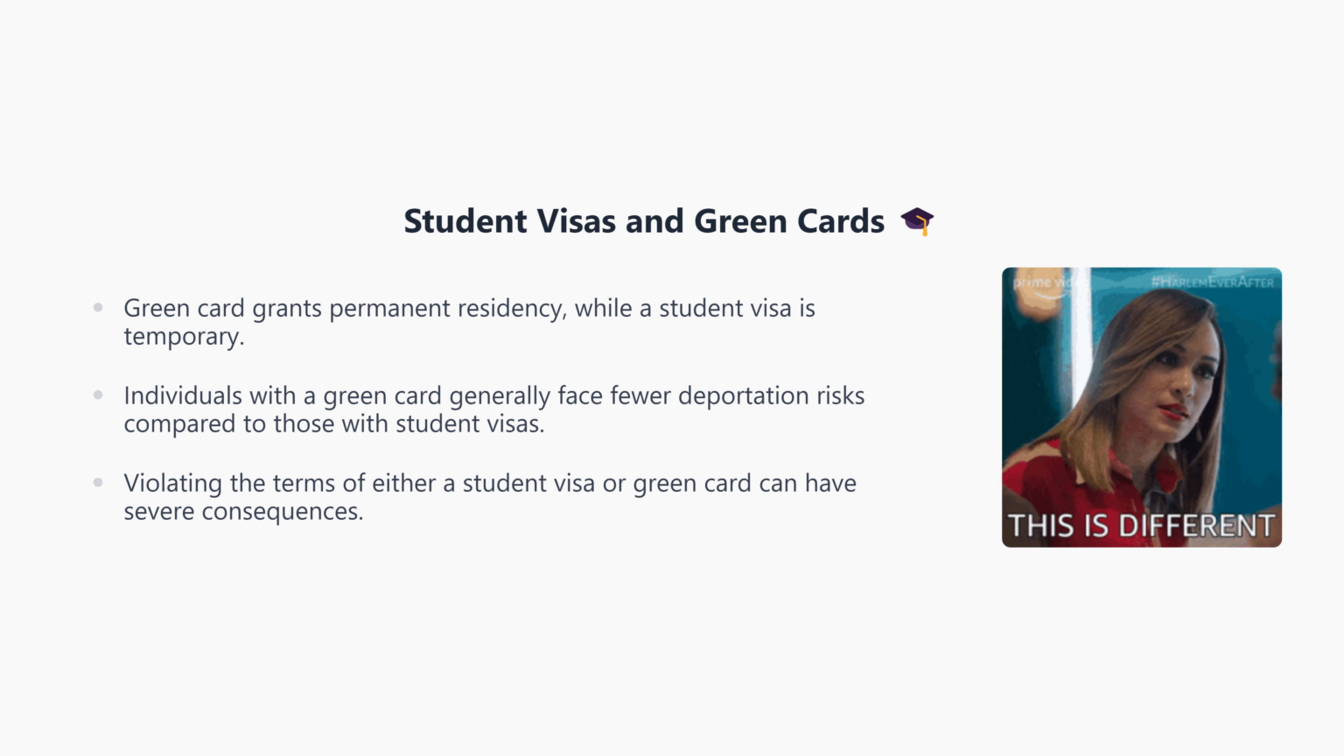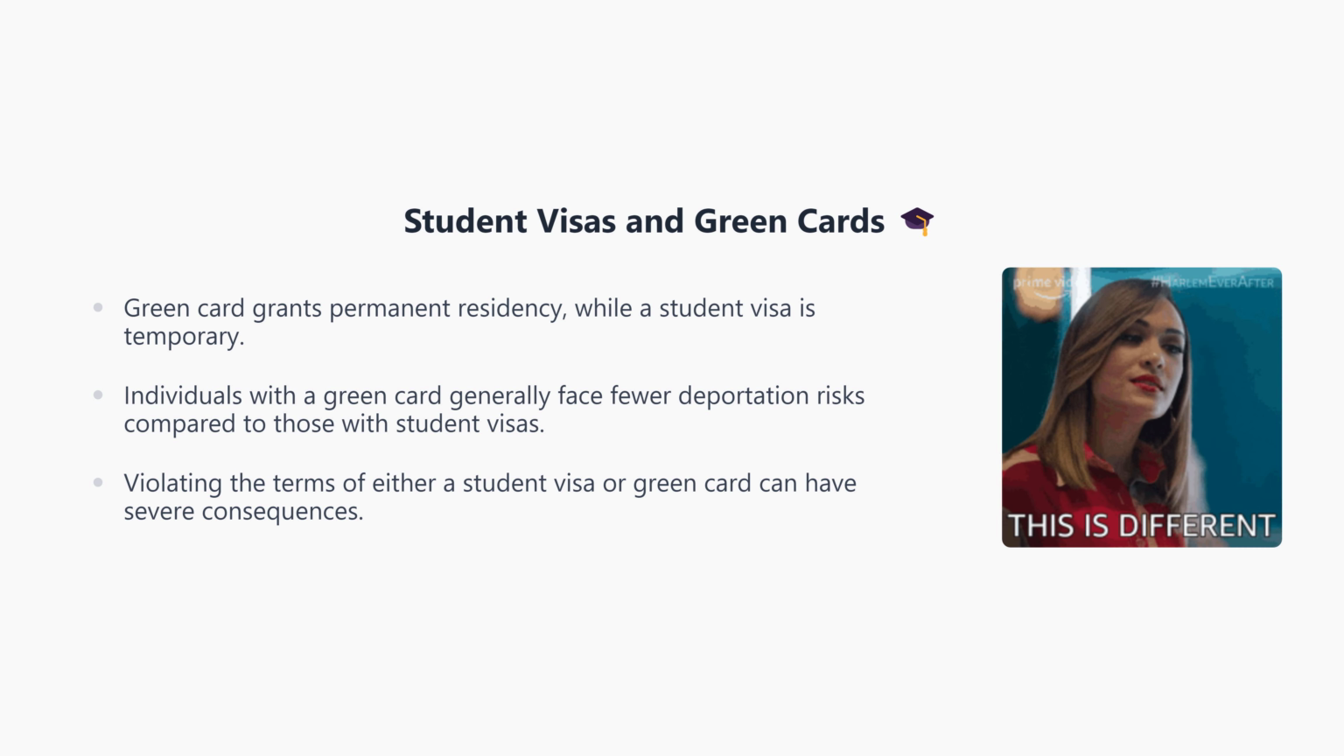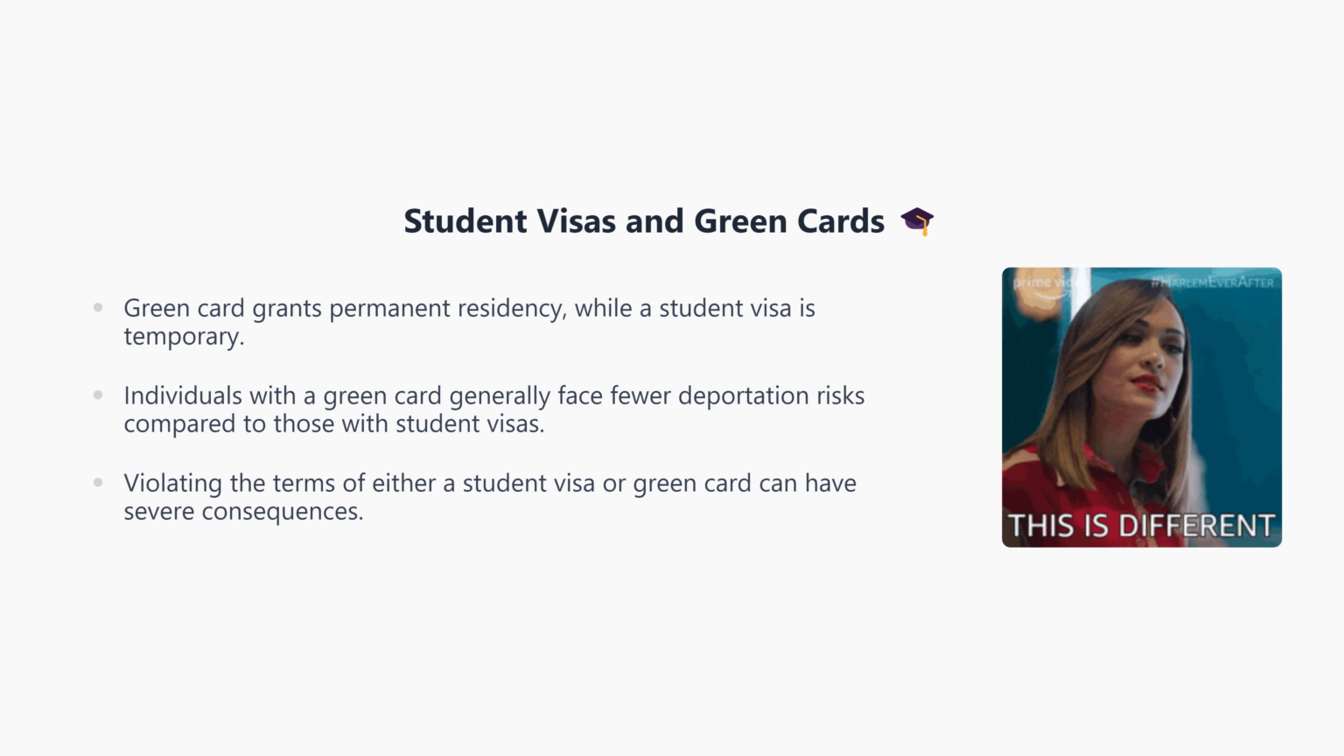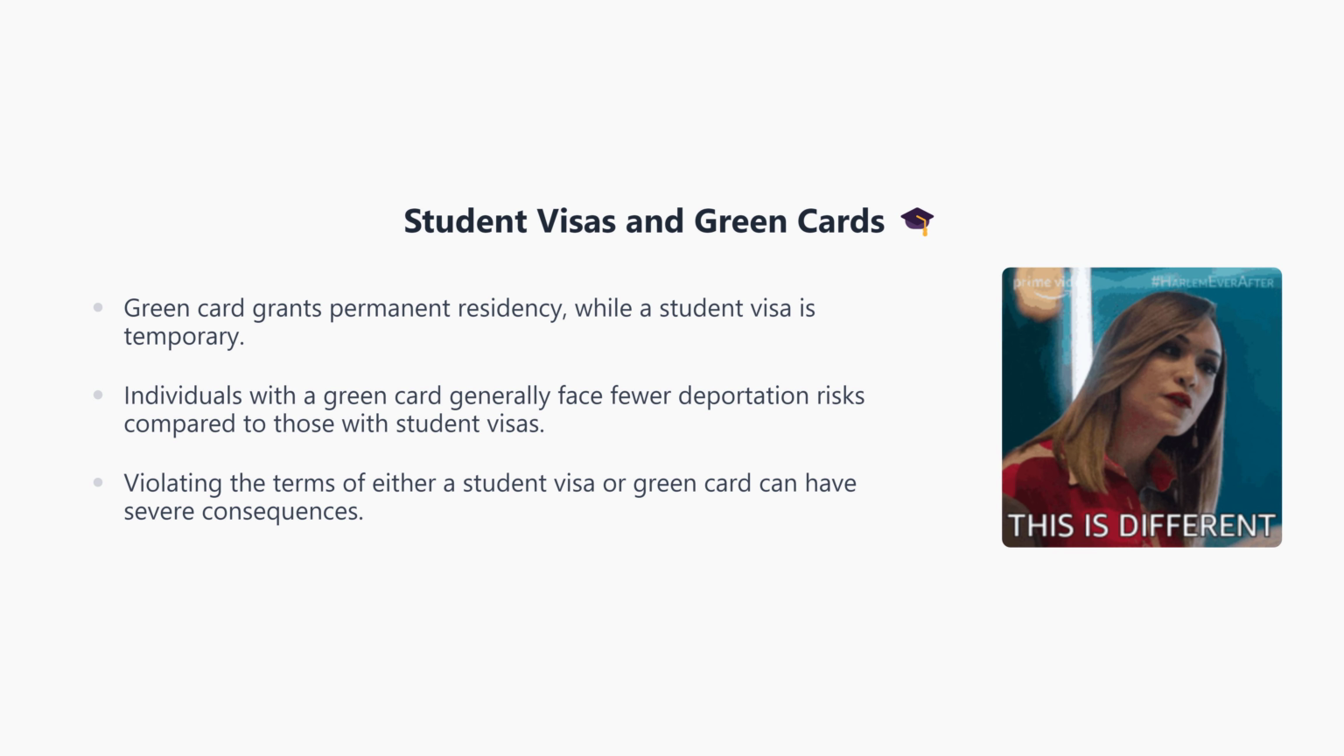Let's discuss the critical differences between student visas and green cards. A green card provides permanent residency, whereas a student visa is temporary. Green card holders generally face fewer risks of deportation compared to those with student visas. However, violating the terms attached to either type of immigration status can still lead to serious consequences.